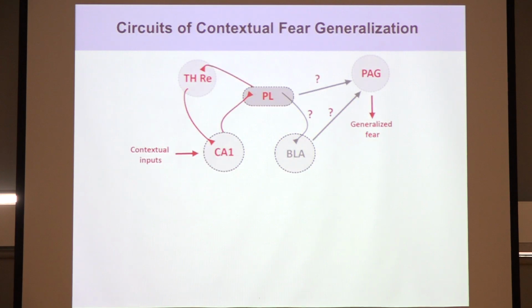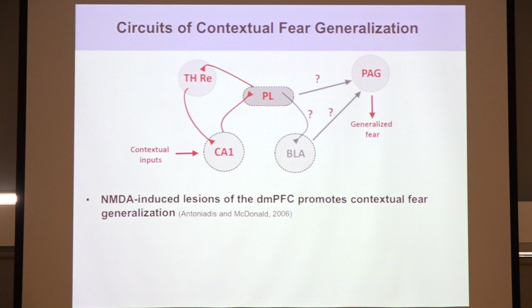So what do we know about contextual fear behavior, and in particular contextual fear generalization? Here in this circuit, you have the prelimbic area of the prefrontal cortex, the hippocampus, the BLA, the periaqueductal gray, and one nucleus in the thalamus called the nucleus reuniens. So first of all, if you make a lesion of the prelimbic area here, you induce fear generalization.